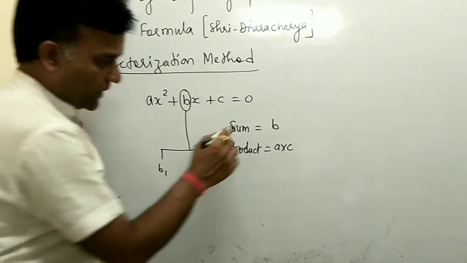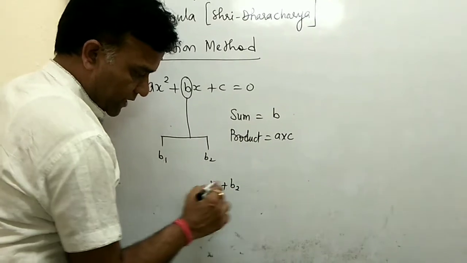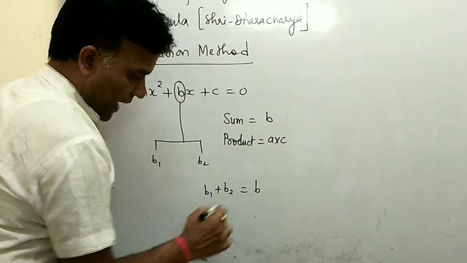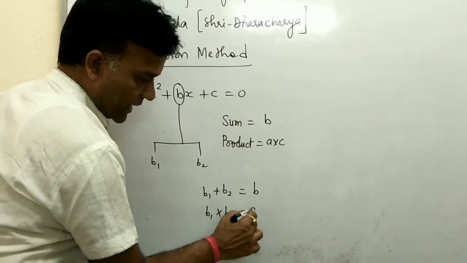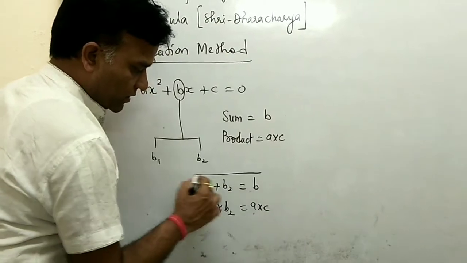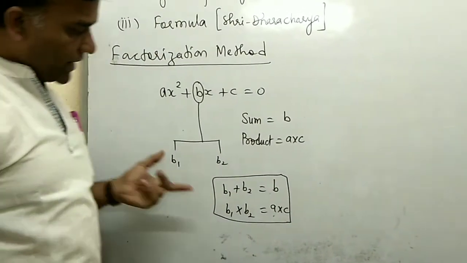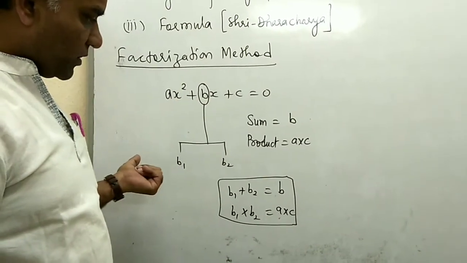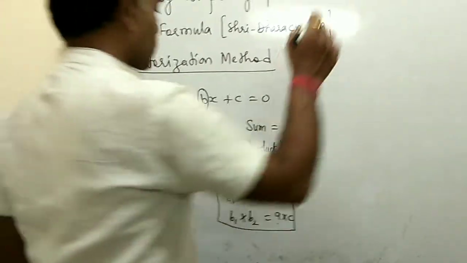So now you take two factors whose sum is equal to b, and whose product, b1 into b2, is a into c. This is the concept of splitting the middle term, and then you find the factors and split into the two parts.